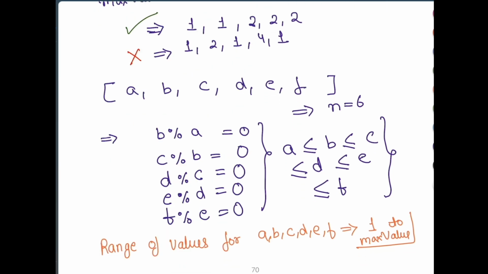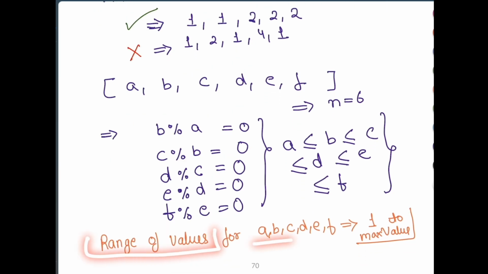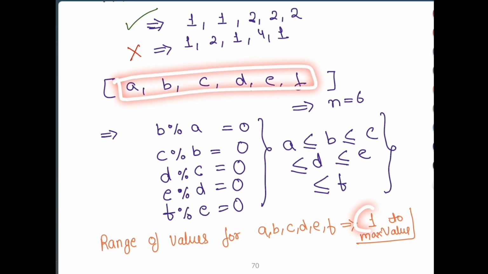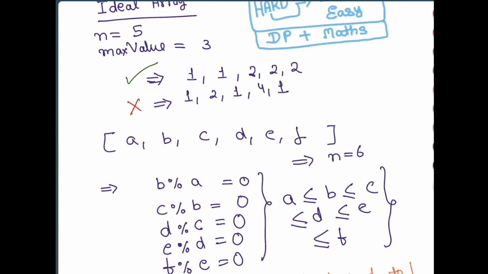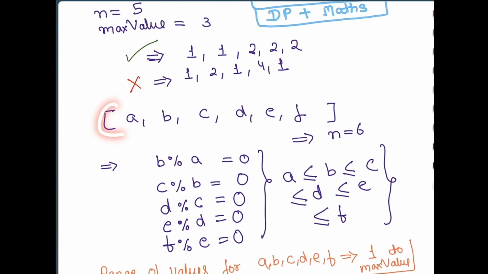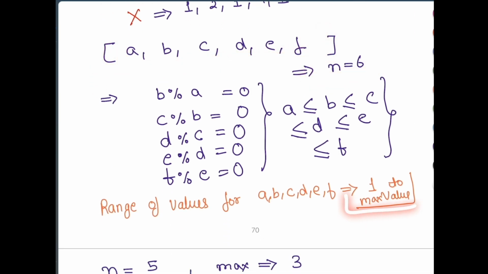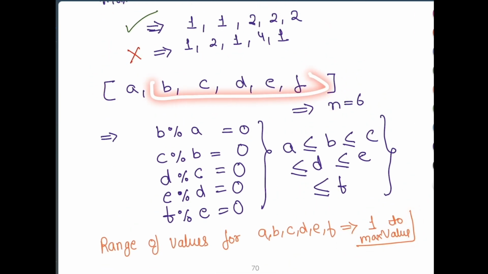The second property is the range of values for a, b, c, d, e, f. That is, the range of values of these elements is going to be from 1 to max value. This max value is also given in the input. So from here I can say that any array is called an ideal array of length n if all the elements are within the range of 1 to max value and all the elements can be divided by its previous element. We are not going to check this divisibility property for the first element because we do not have a previous element for it. But for other elements, it should be divisible by its previous element.